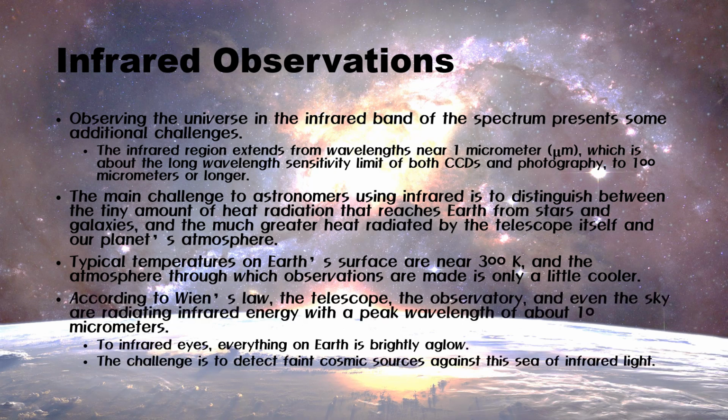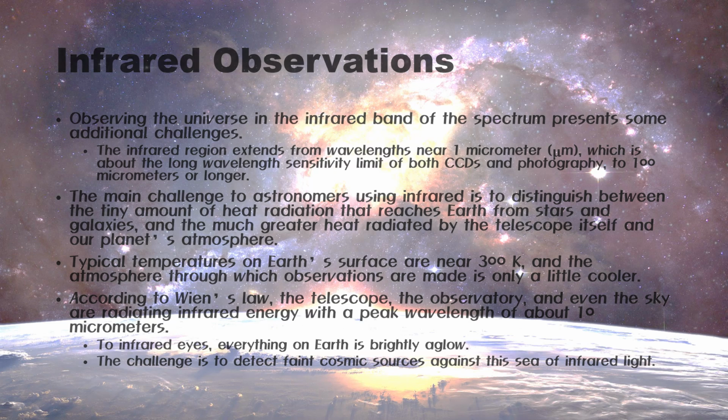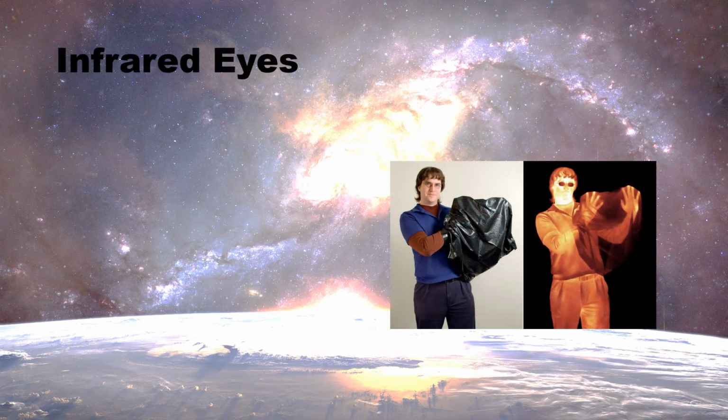Now, according to Wien's law, the telescope, the observatory, and even the sky are radiating infrared energy with a peak wavelength of about 10 micrometers. Now, to infrared eyes, everything on Earth is brightly aglow. It's got this faint aura to it. So the challenge that astronomers have is to detect faint cosmic sources against this giant sea of infrared light. So if we actually had infrared eyes, what would this look like?